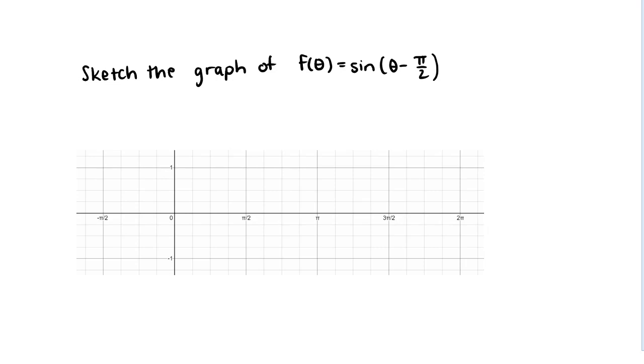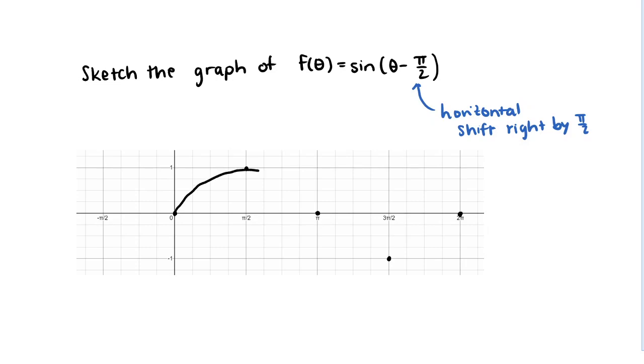So let's look at a horizontal shift of the sine function. Here I've got this subtraction by pi over 2, and this is telling us that we have a horizontal shift of the graph of our sine function, and it's going to be a shift right by pi over 2. If I have my sine function where an input of 0 gives me 0, an input of pi over 2 gives me 1, an input of pi gives me 0, an input of 3 pi over 2 gives me negative 1, and 2 pi gives me 0.